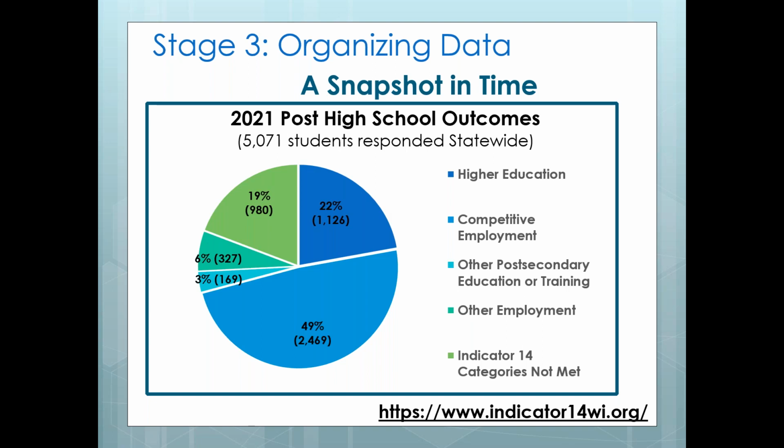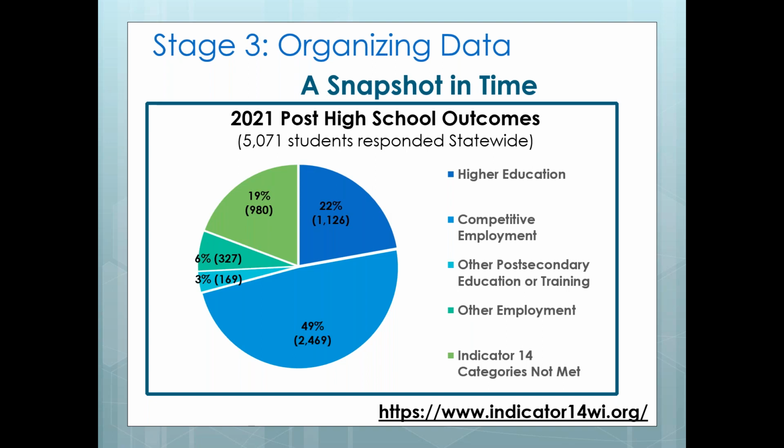Reading this chart, you can see that in 2021, the data shows that 22% of Wisconsin students were enrolled in higher education. This is students with IEPs. 49% were working in competitive employment, 3% were in some kind of training, 6% were in other employment, like supported employment or a sheltered workshop or something like that, and then 19% were doing something else.